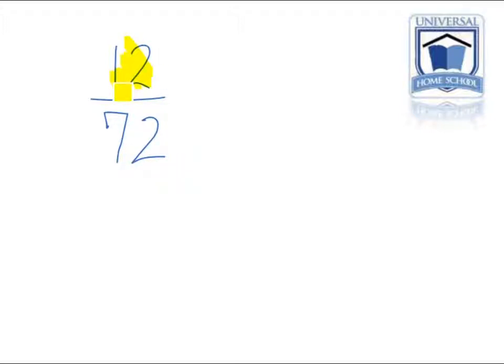First of all, 12 is an even number. And so is 72. 72 is also an even number. So both are even numbers, so they can be divided by 2. No matter what, even numbers can always be divided by 2.